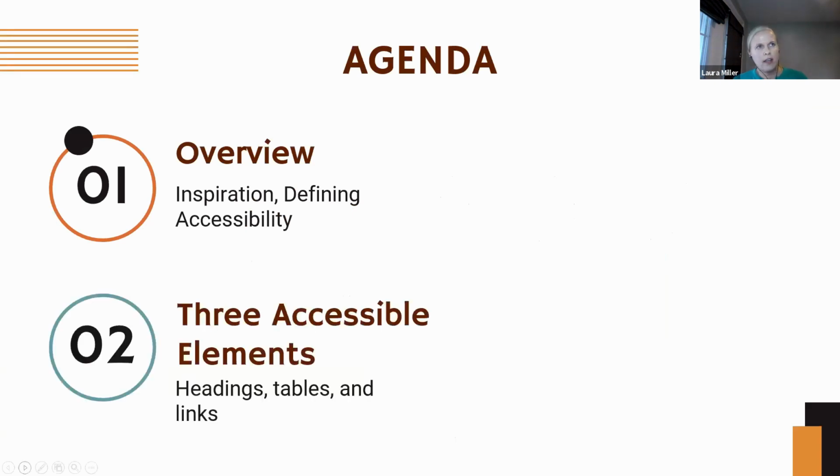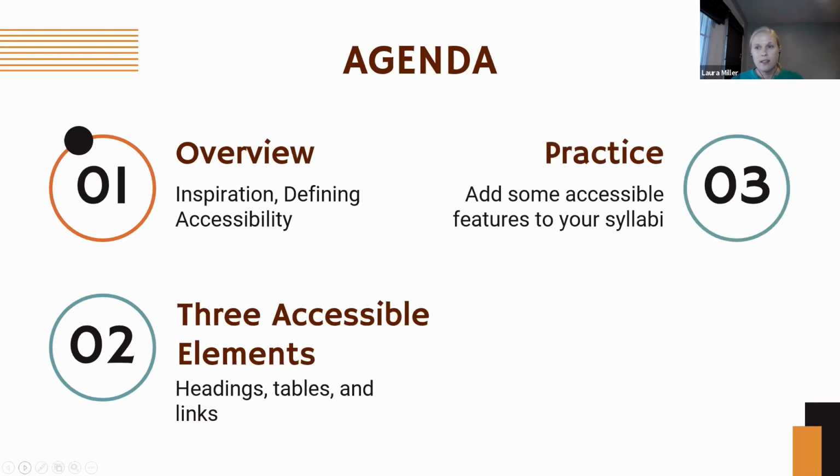For the agenda today, I'm going to be just giving you an overview of what inspired me to be doing this workshop, as well as we'll look at what accessibility is. And I'd like to focus today on 3 accessible elements that we can all incorporate in our syllabi: headings, tables, and links. Then I'd like you to have a chance to practice and also ask questions and even share some best practices that you might have. And then we'll wrap up and I will provide everybody with a list of resources. Before we get started, does anybody have any initial questions?